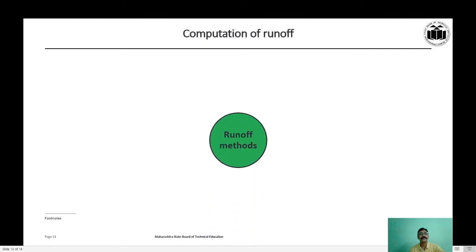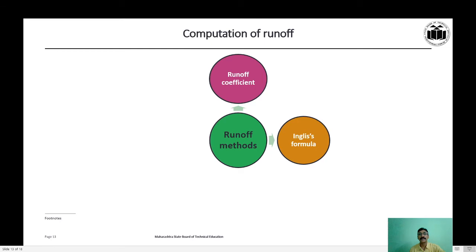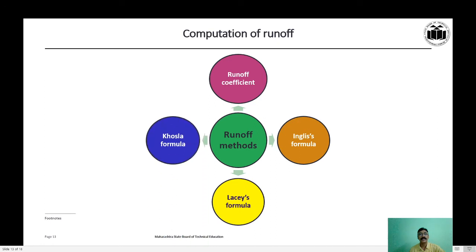Computation of runoff. For computation of runoff, the methods are runoff coefficient method. Different formulas are used to find out the runoff. These formulas are English formula, Lacey's formula, and Khosla formula.